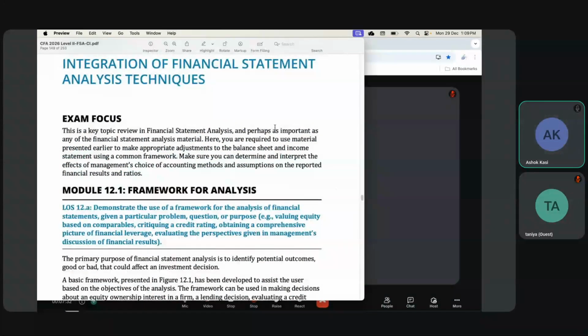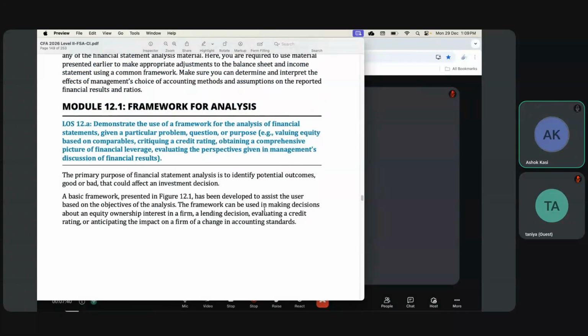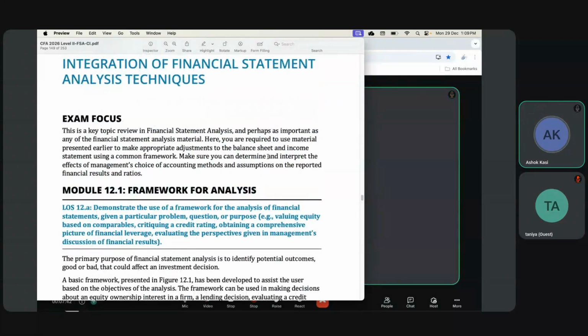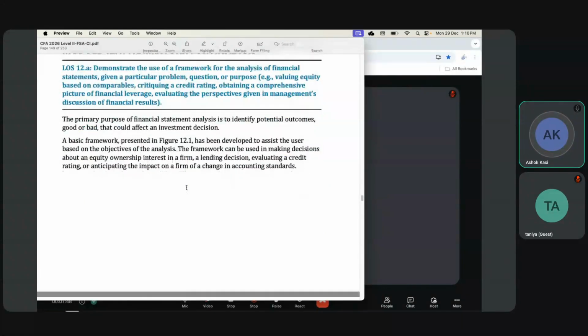See, in these financial statement analysis techniques, you will find level 1 stuff, that is DuPont analysis, where you will analyze and break down ROE, those kinds of things. So basically we are analyzing the financial statements, right?